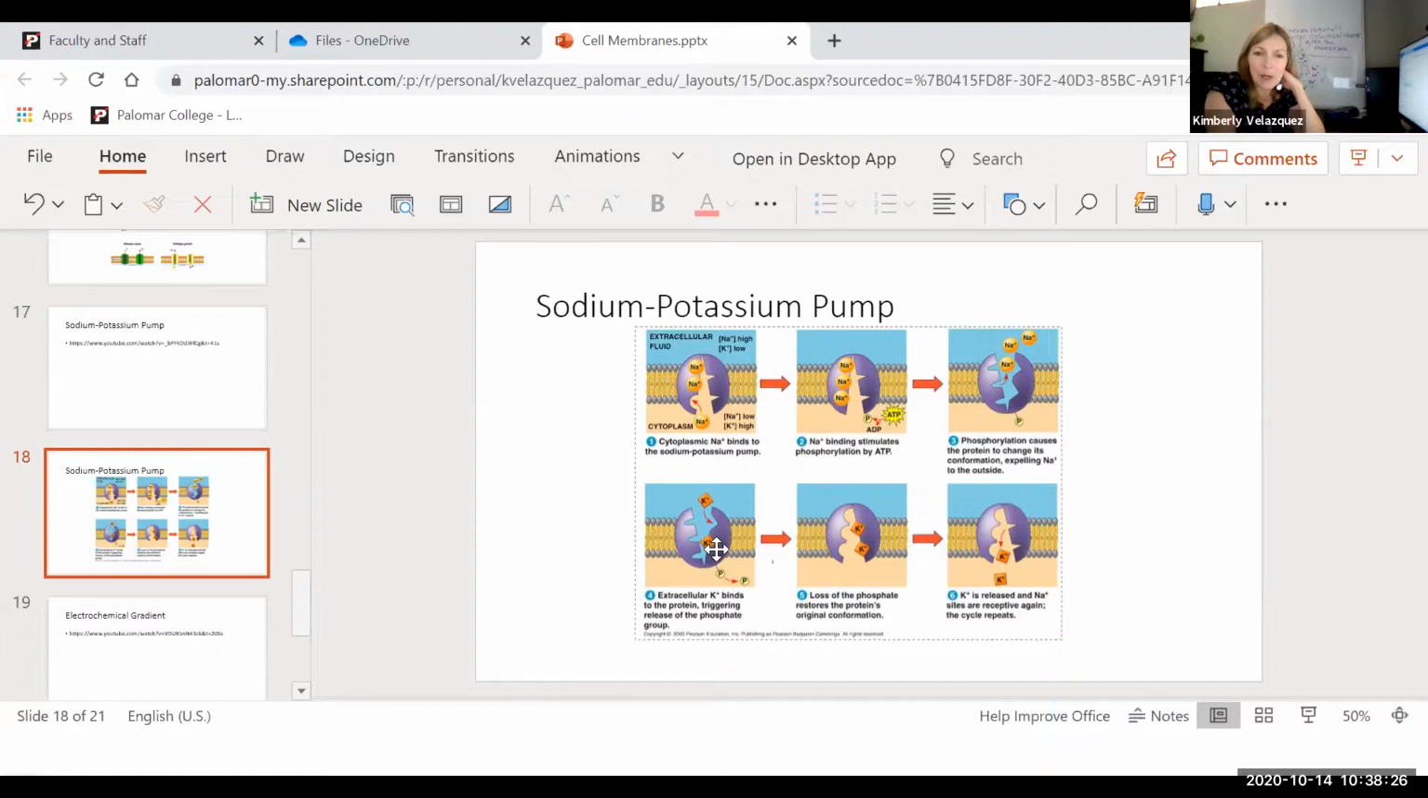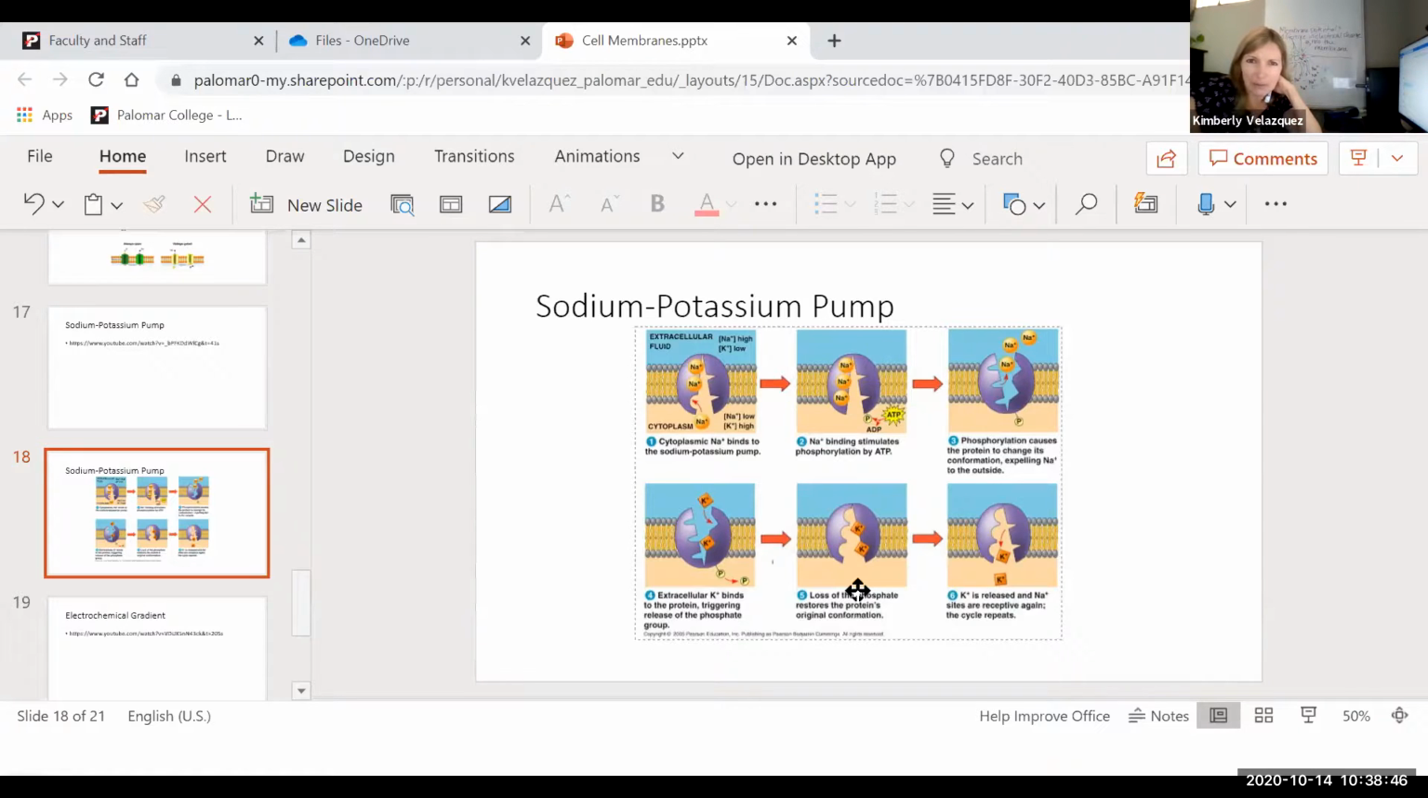And when the potassium binds, without any energy required at this point, the molecule still has energy from that phosphate group. Now the potassiums are going to get released inside the cell. To start the process again is going to require another ATP to transfer that phosphate group to the molecule to cause it to happen again.